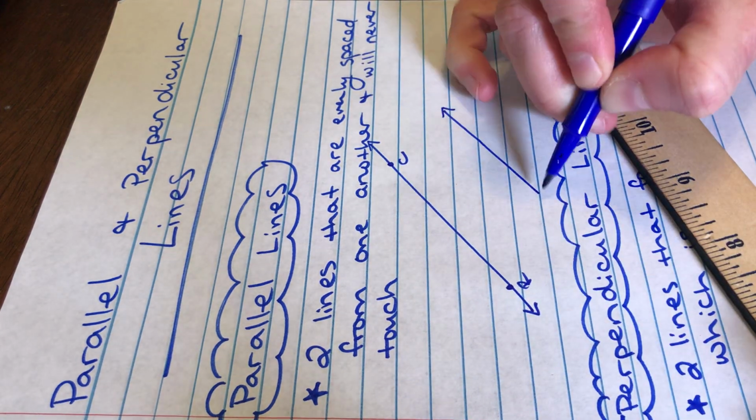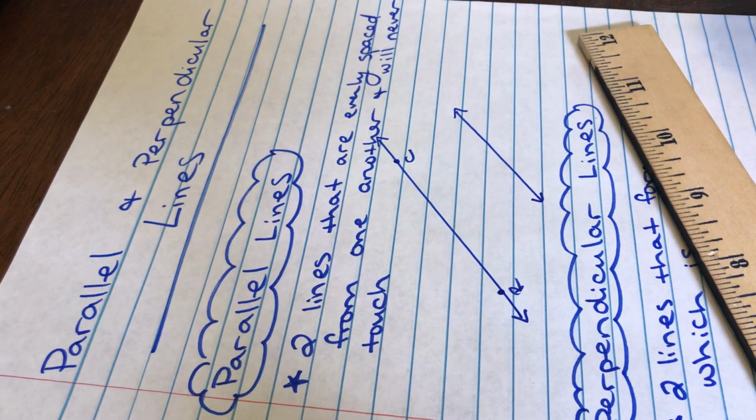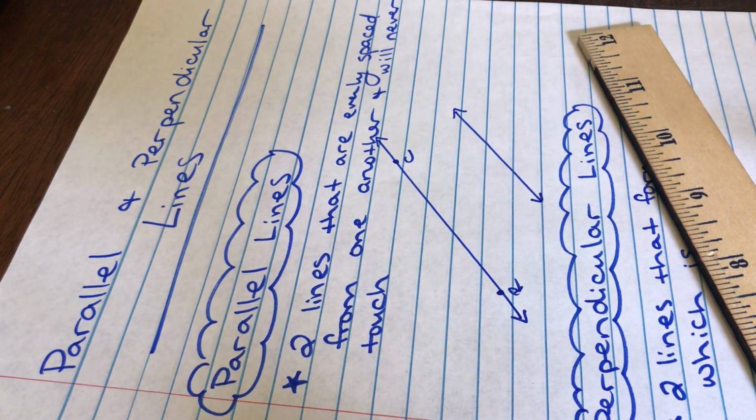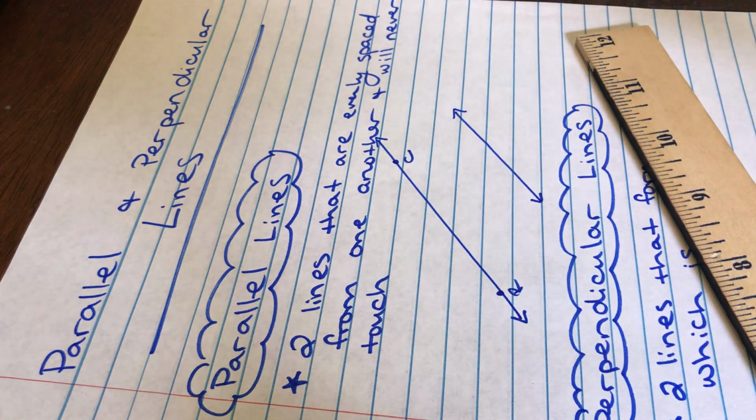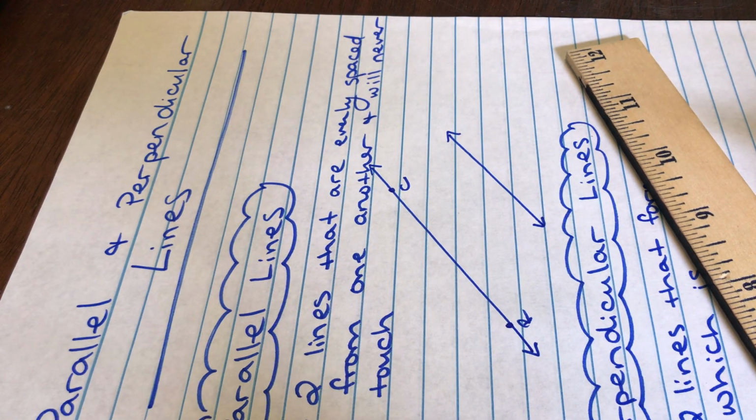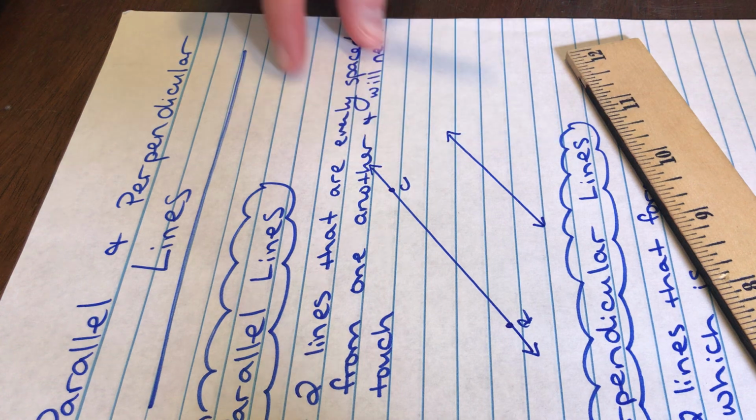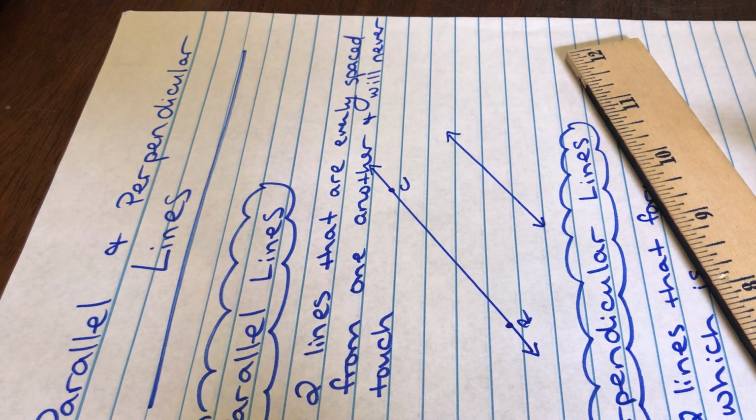Now, does it have to be the exact same size? Definitely not. What you're looking for here is that these two lines will go on this way forever and this way forever and will never intersect. And more than that, they will always stay the exact same distance from one another.